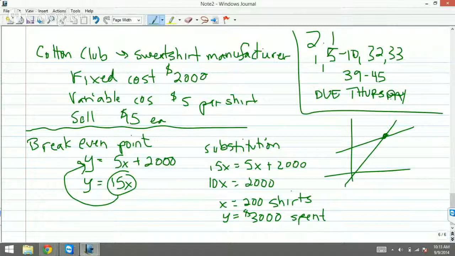How many sweatshirts do they need to sell to make a profit? Yeah, 201 sweatshirts. They'll make how much money? $10, because they have to spend $5 to make that one extra shirt. They make 15 off it, right? $10 profit. So they make $10 per shirt profit beyond that.